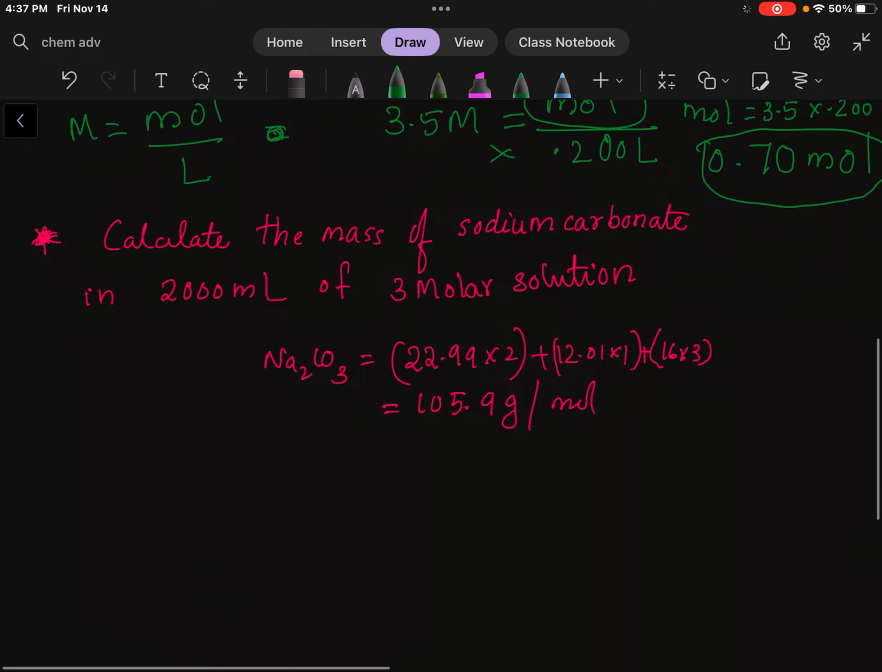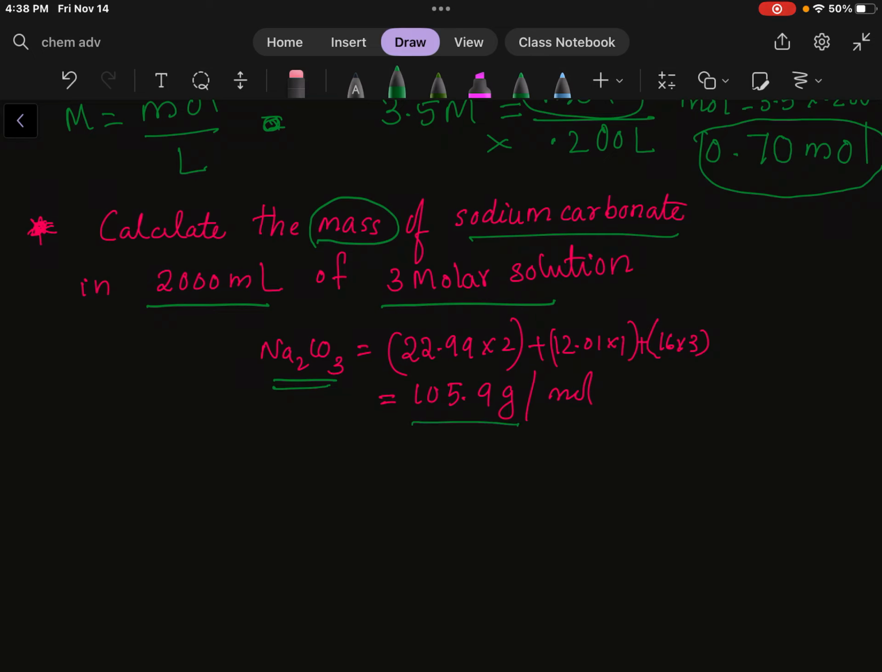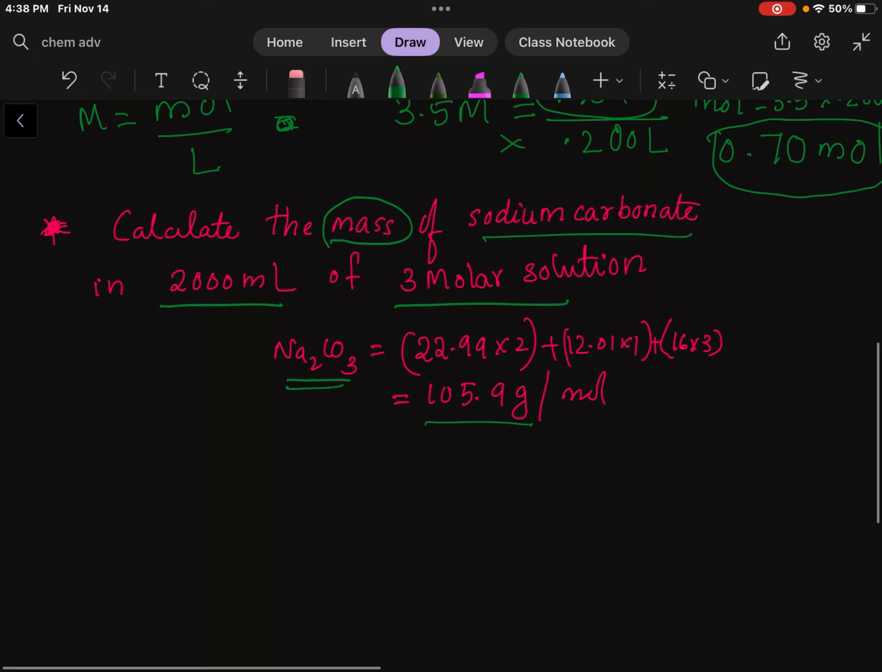But sometimes the question will be one step further. It is asking, calculate the mass of sodium carbonate in 2000 milliliter of a 3 molar solution. So that will be 2 steps. First, you have to write the formula for sodium carbonate, which is Na2CO3, and you need the molar mass. Keep that on the side.